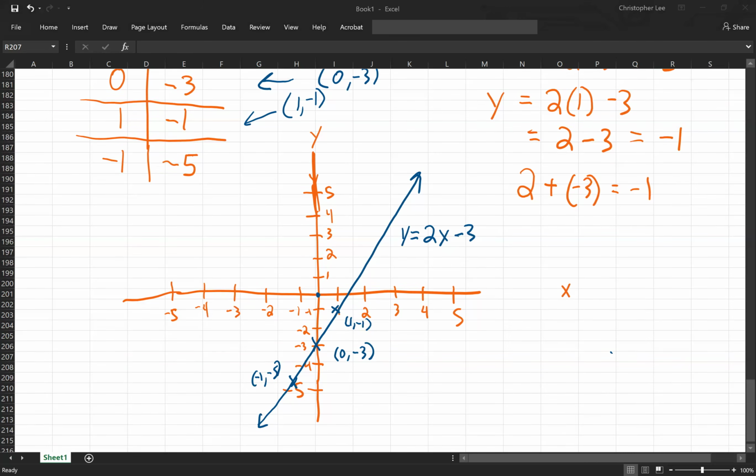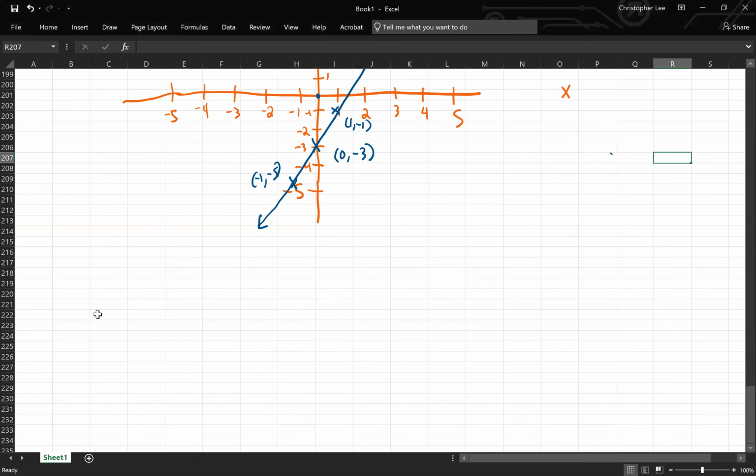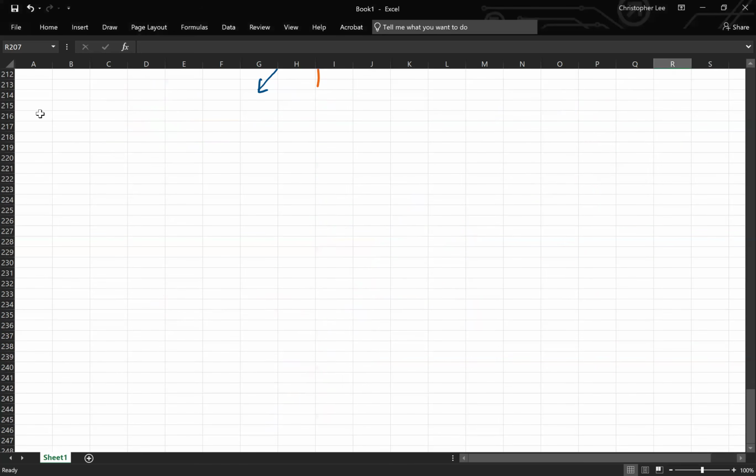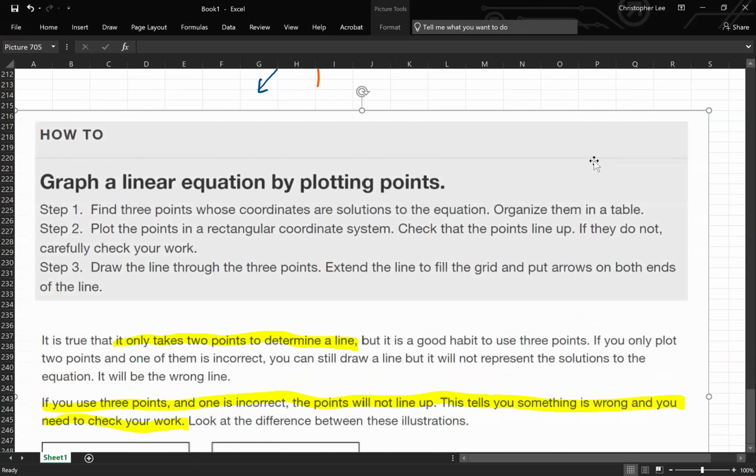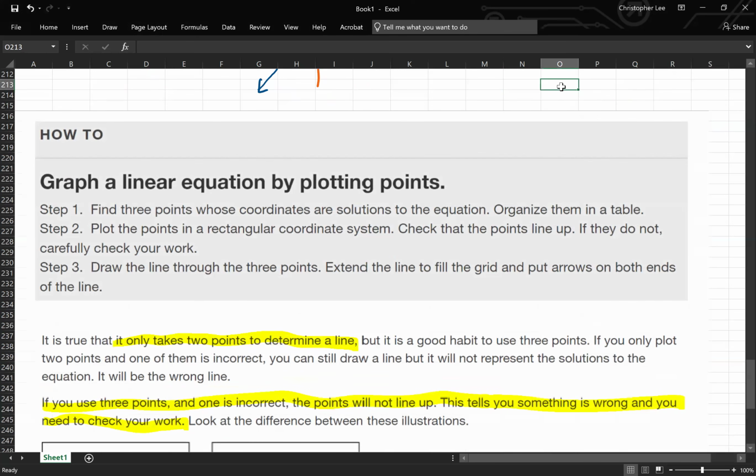So now let me give y'all some notes real quick. Y'all could copy this down. I know some people don't just like to hear me talk. Y'all want to actually see some notes. So here you go. This is how to graph a linear equation by plotting points, right? 3 steps. Step 1, find 3 points whose coordinates are solutions to the equation, aka plug in any x value you want, but I recommend y'all plug in 0 and then whatever the denominator is for the slope, right?